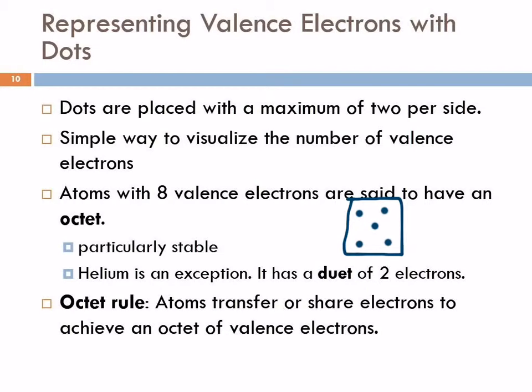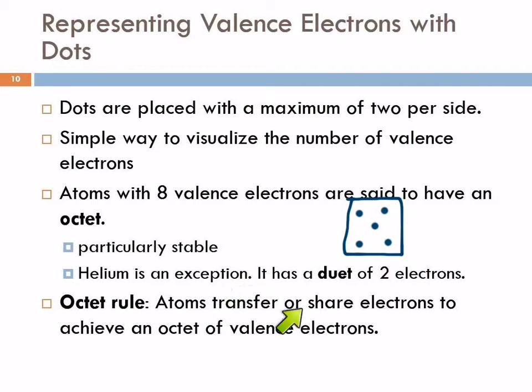Of course, helium is one of those little guys. He has to be an exception to everything. He can't handle 8 electrons, so he's just happy with 2. And we'll see that hydrogen, also being one of those little guys, is happy with 2. 2 is a duet. So what we call the octet rule is that atoms will transfer or share.